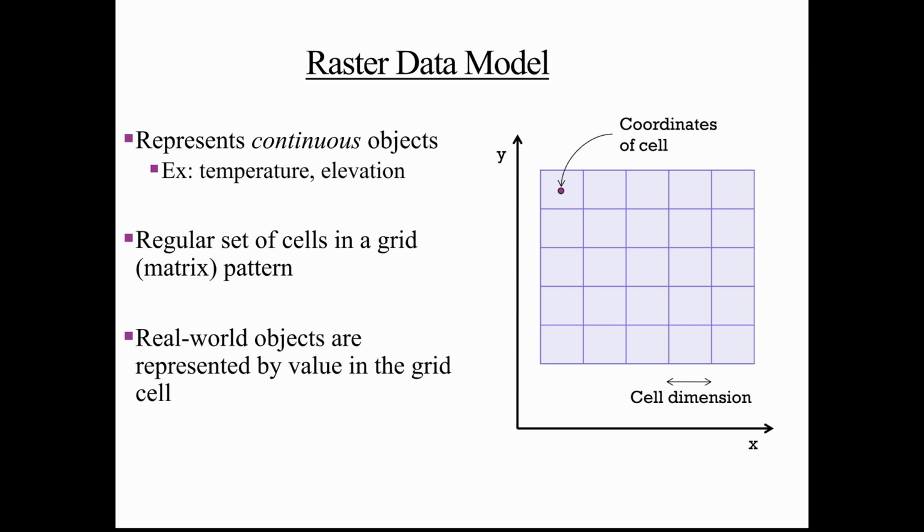The raster data model best represents continuous objects such as temperature or elevation. A raster is a regular set of cells, or pixels in the case of a photograph, in a grid pattern, also referred to as a matrix.